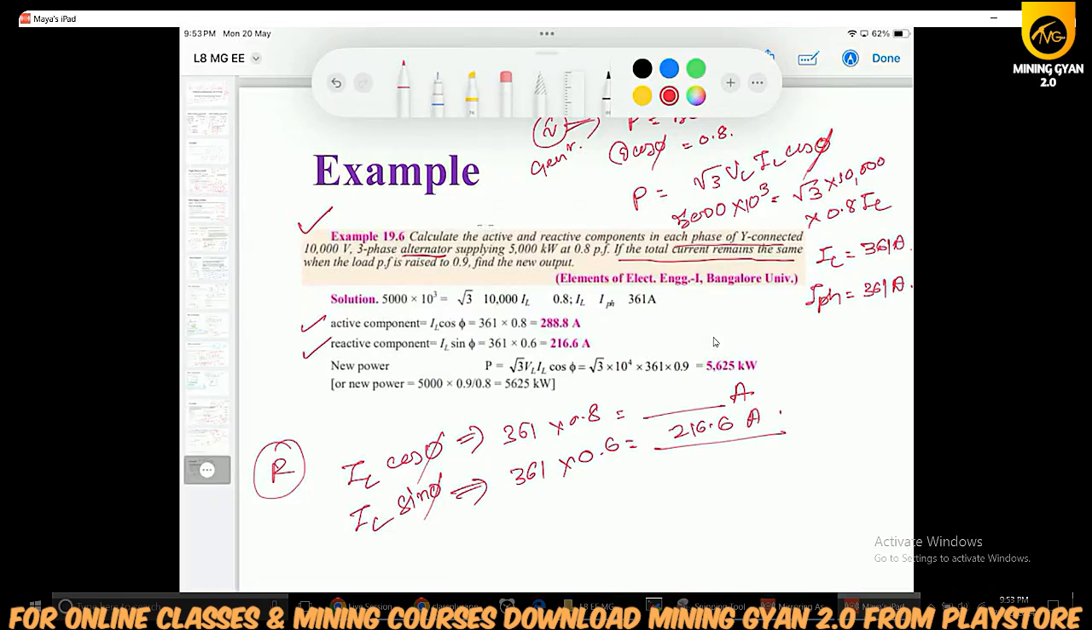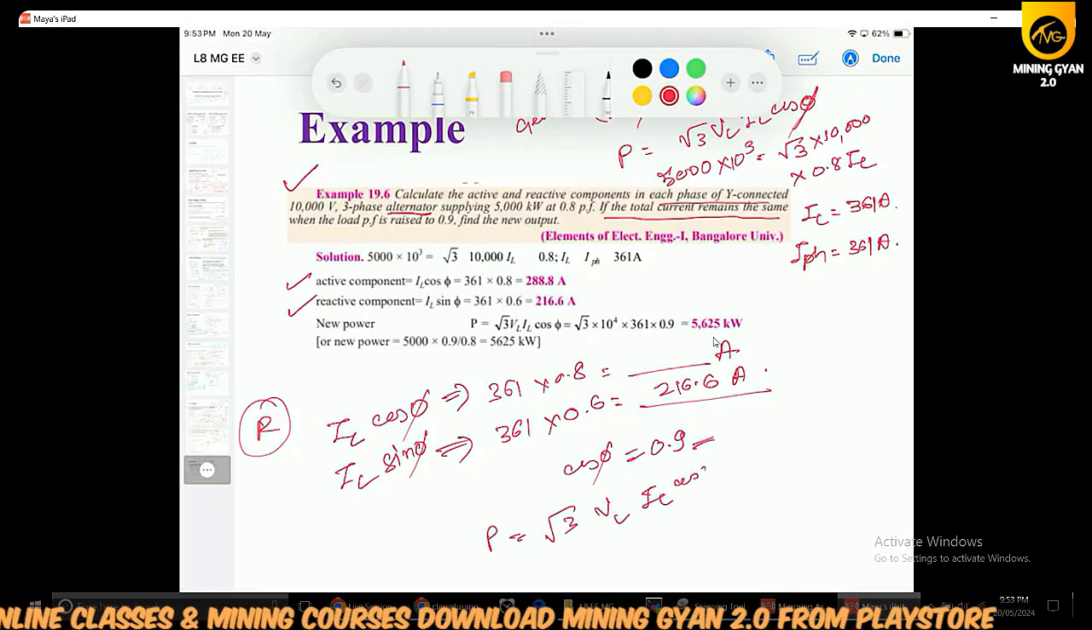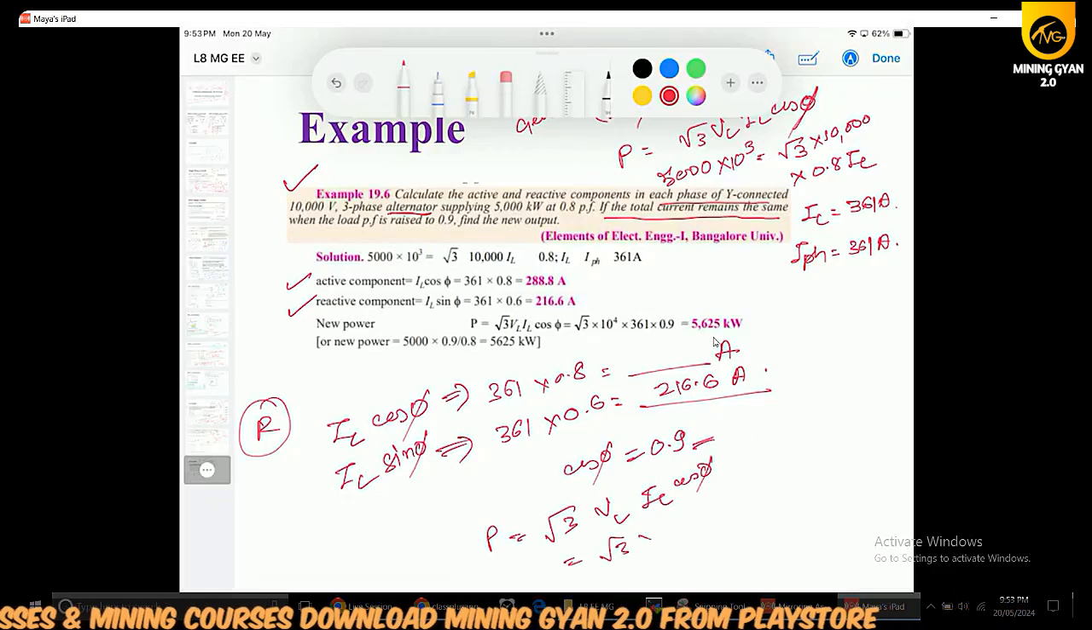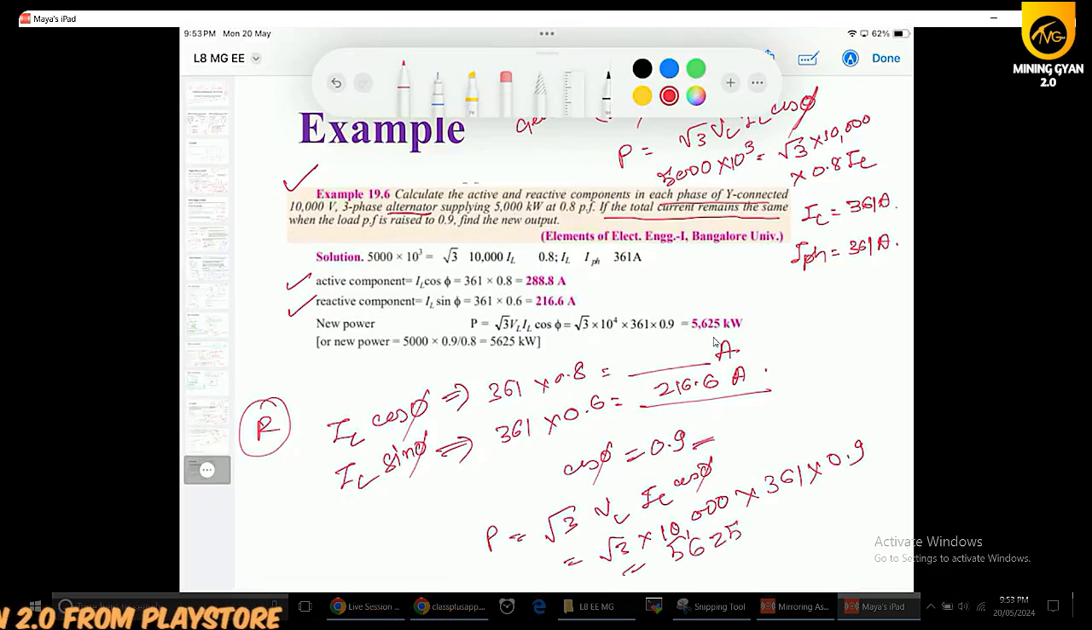Then if the cos phi is raised from 0.8 to 0.9, means now it has become 0.9, then what will be the new output power? The new output power will be root 3 VL IL cos phi. So root 3, how much is the VL? 10,000. IL is 361 into 0.9. So this is 5625 kilowatt.